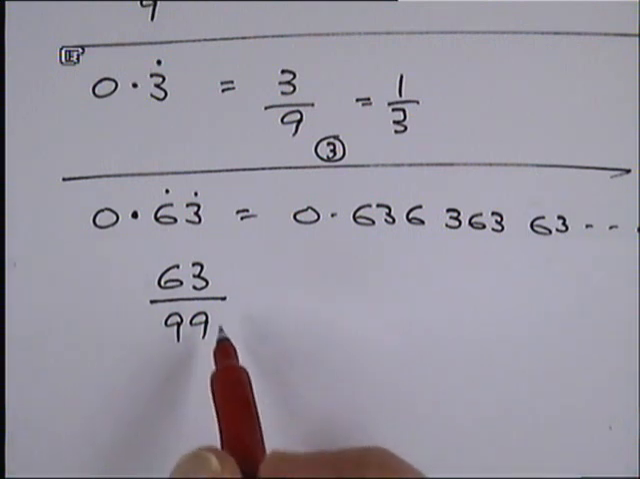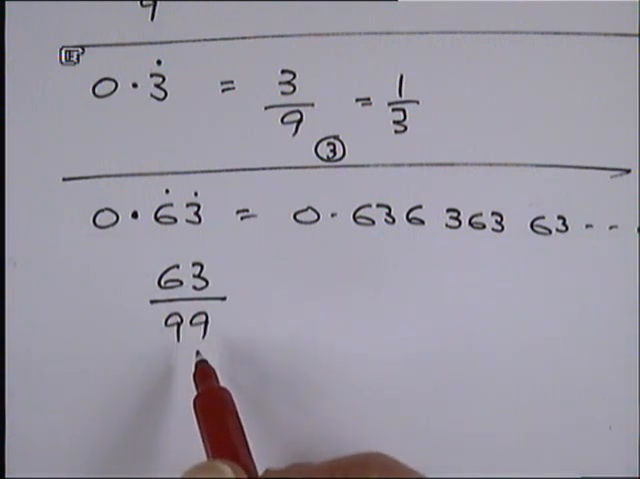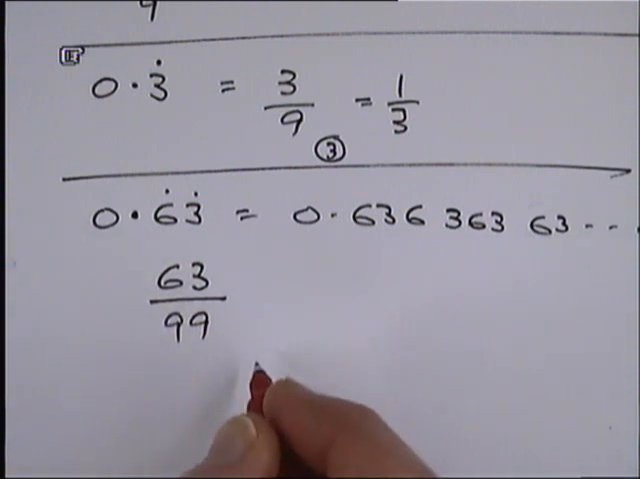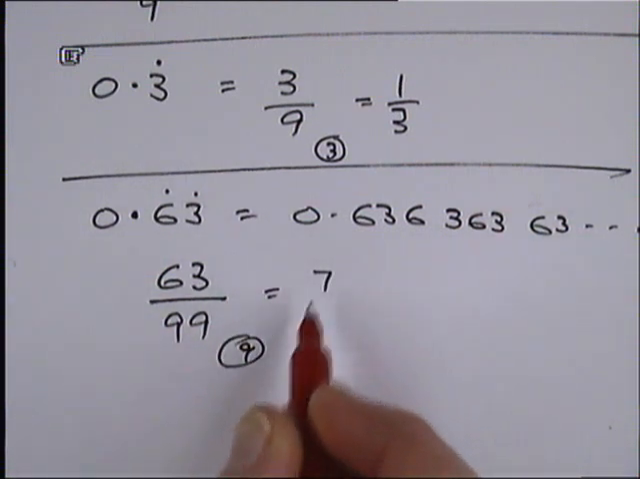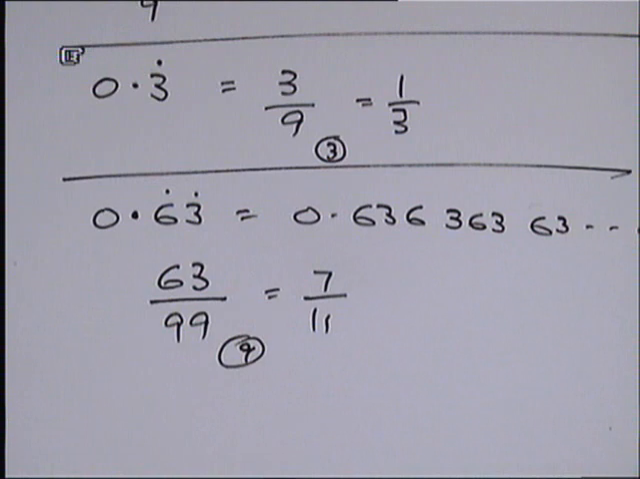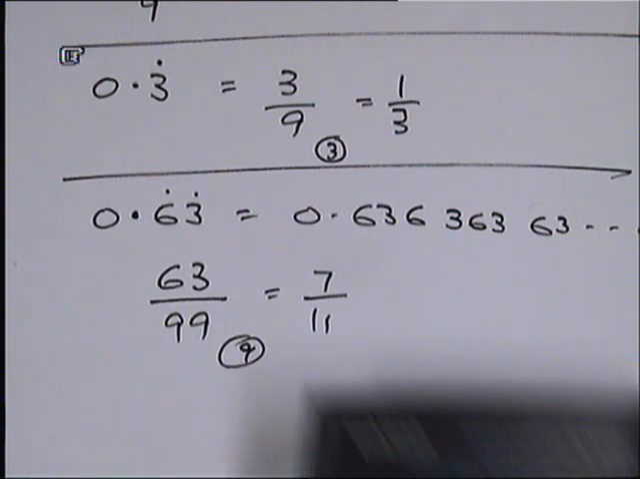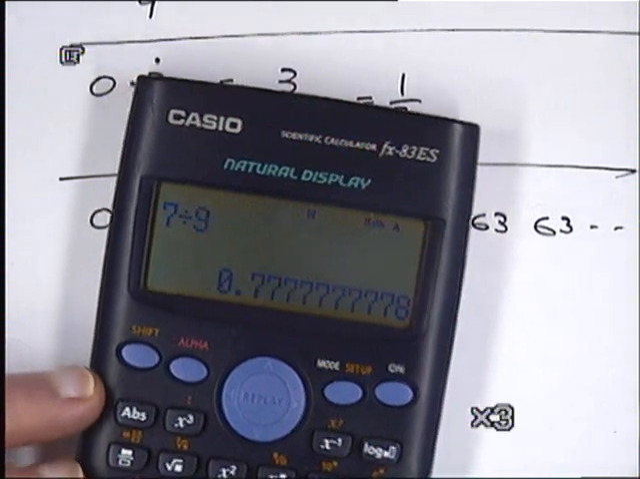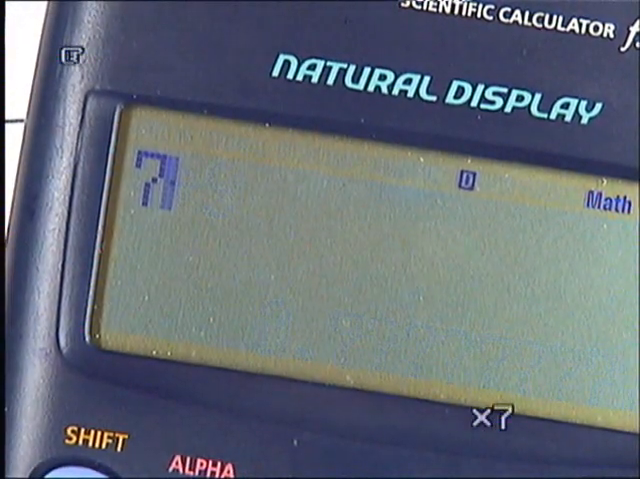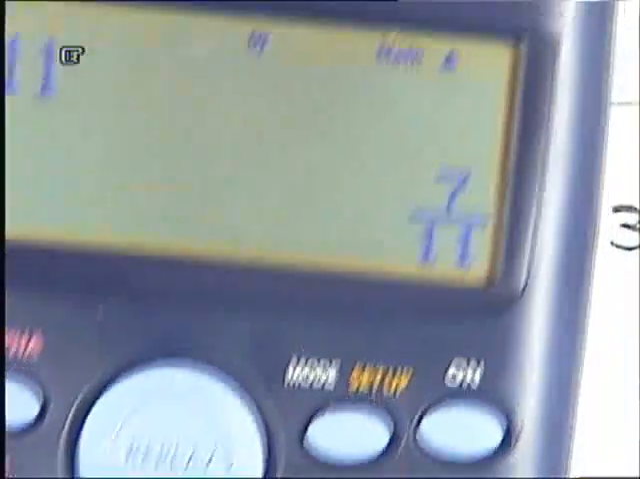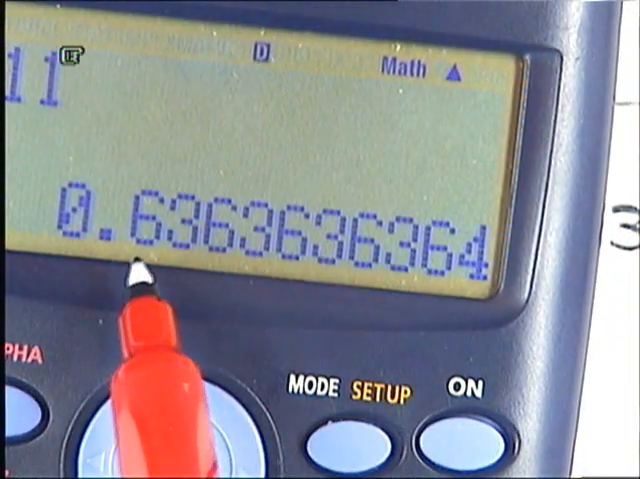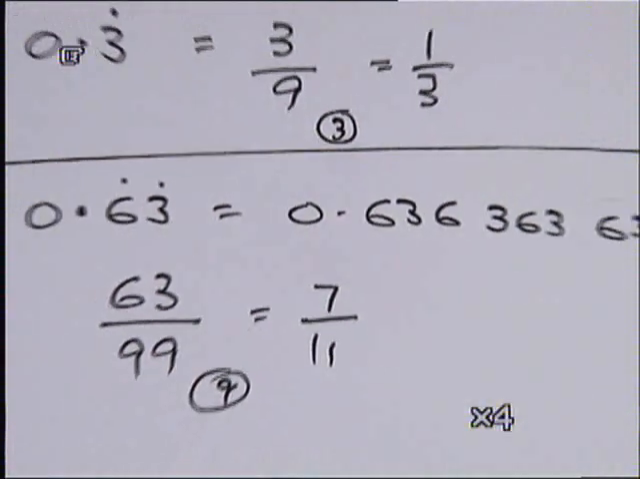Now hopefully you can spot that both of these numbers have a common factor, a number that goes into them both, and 9 goes into both of those numbers. 9 goes into 63 7 times, 9 goes into 99 11 times. So that's the same as 7/11. And again, if you put 7 divided by 11 into a calculator, some of these calculators these days will give it to you as a fraction first. Then on a calculator like this, if you press this S-D button down here, that will change it into a decimal, and you've got 0.636363.